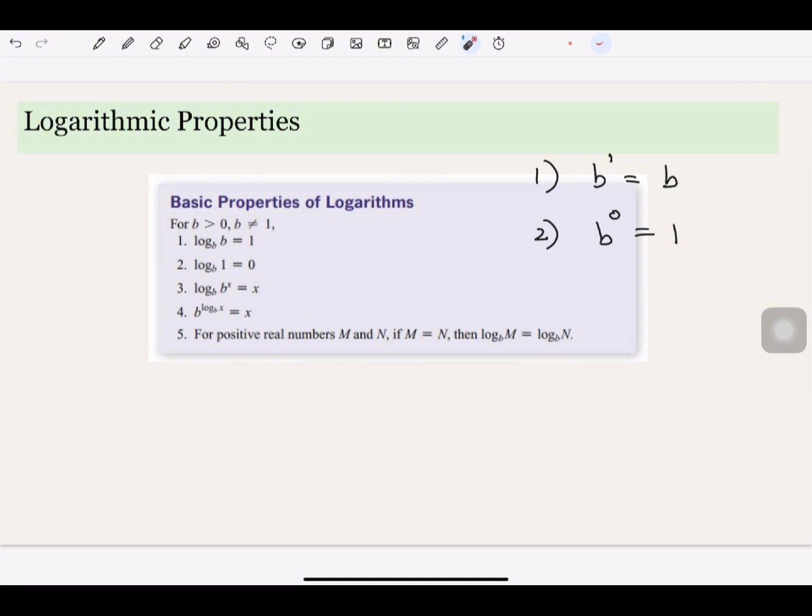So these properties are very useful. In summary, they help us to simplify expressions, let you solve equations, and show how logs and exponents are inverse operations of each other. Now let's try some examples where we can use these properties.